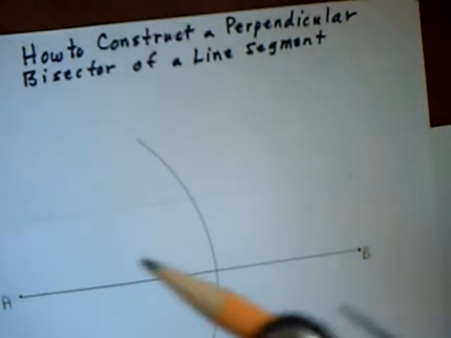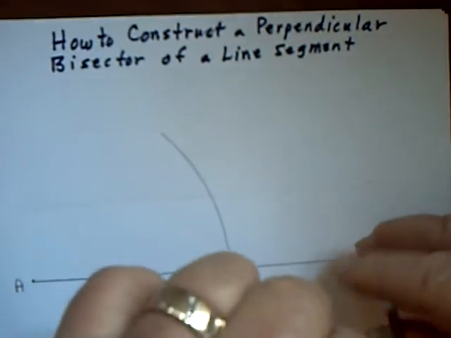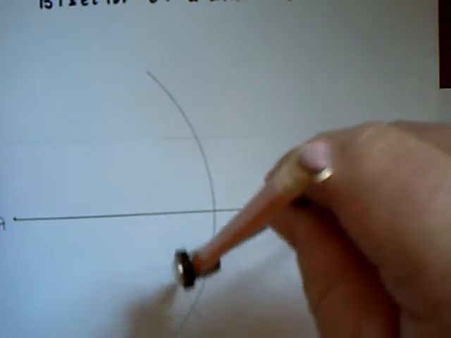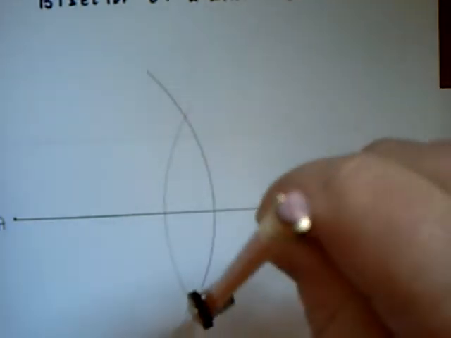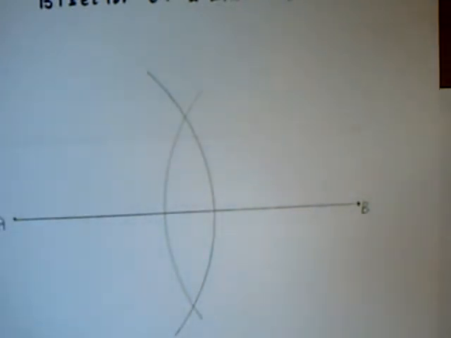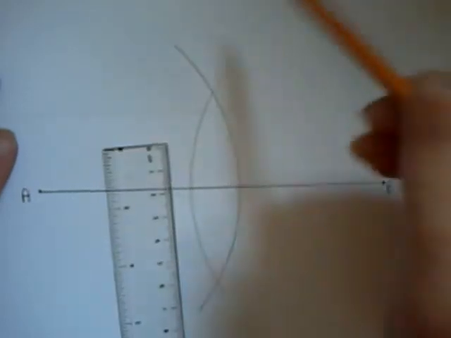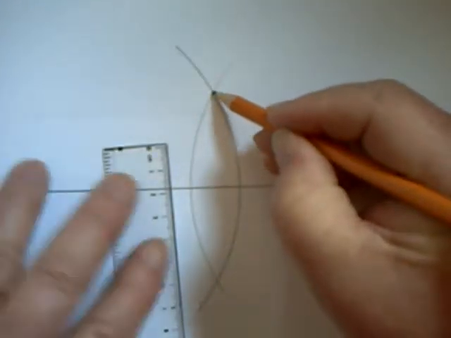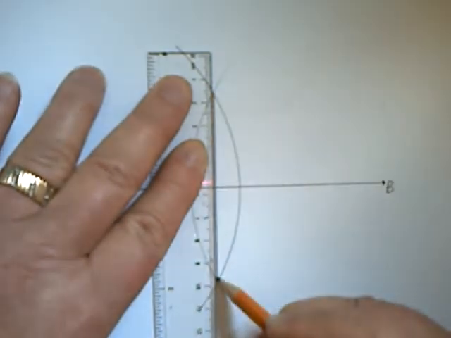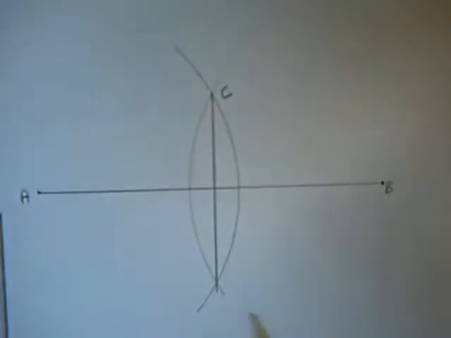Then without changing your compass, you go to B and draw another arc so that it intersects this in two spots. Now all you have to do is take your original line and join these two points here and here. We'll call that point C and point D.